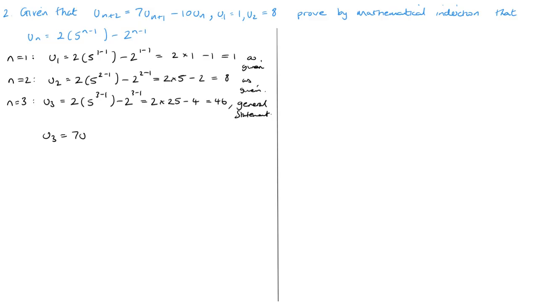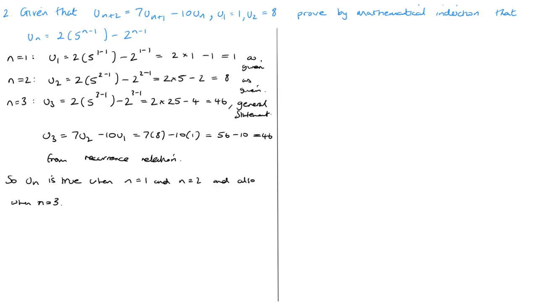So 7u2 minus 10u1. So 7 times, now u2 is 8, minus 10 times u1, which is 1. So this is 7 times 8, which is 56, minus 10, 46. And this is from the recurrence relation. Okay, so now we've shown that is true.